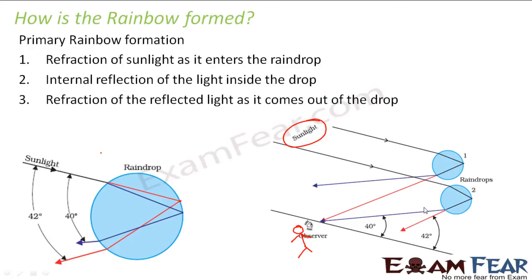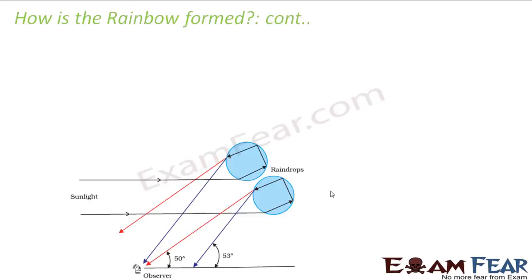And why are you able to see a rainbow only when you stand keeping your back towards the sun? That is because sunlight comes from here and falls on the raindrop, and then whatever comes from the raindrop, if that reaches your eye, only then will you be able to see the rainbow. So if you stand in such a way that you are facing the sun, you will not be able to see the rainbow, because these rays coming out of the raindrops will not be able to reach your eye, right?